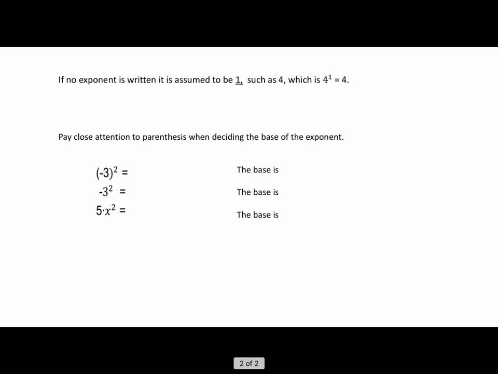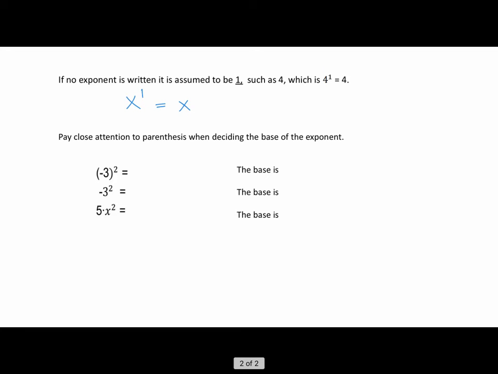If you have a variable without an exponent, like x, we assume that that exponent is a 1, meaning you only have one factor of x. And another example with the number 4. 4 to the 1 is 4, right? There's only one factor of that base. So no exponent, the exponent is 1.